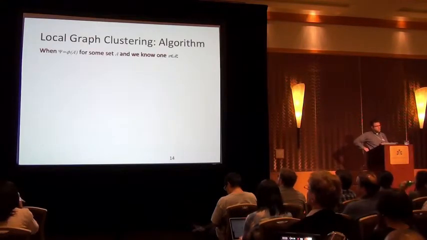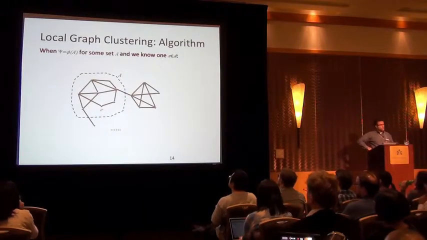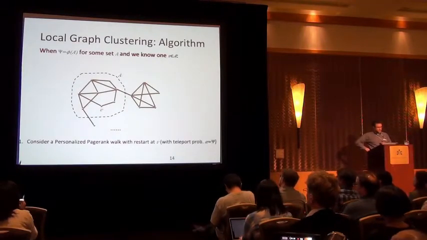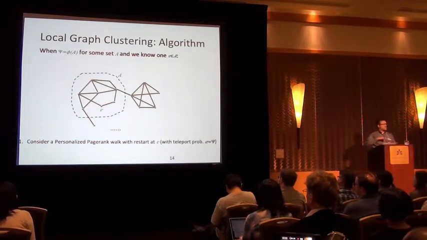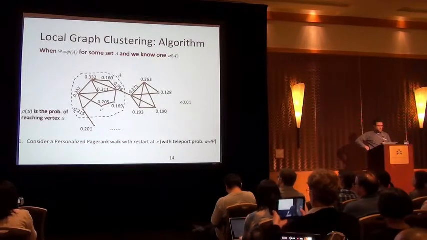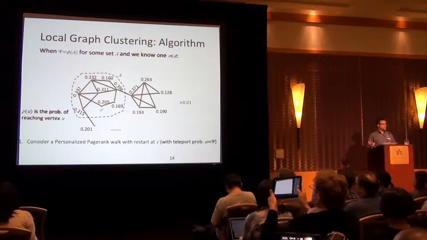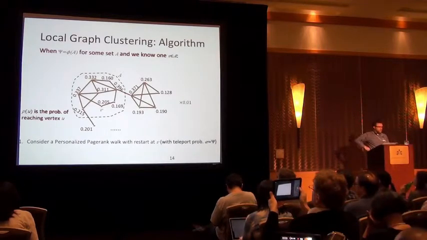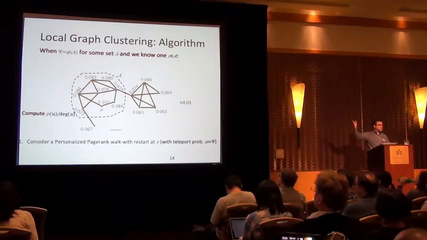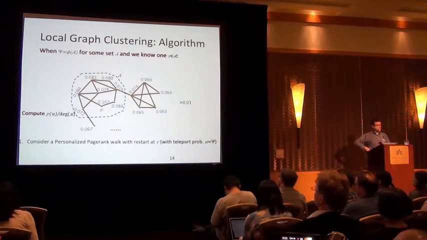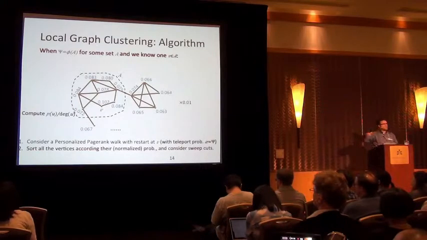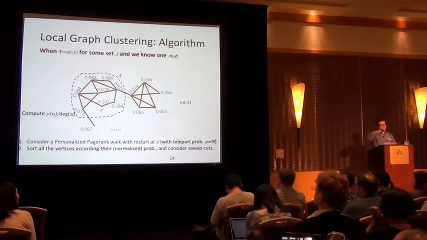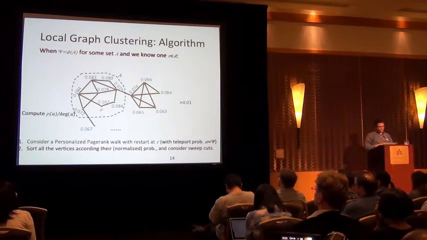The algorithm is basically: we start from node V, and the first step is to compute the personalized PageRank vector from node V with some restart probability to all other nodes. This is basically the same PageRank random walk that you know, but the restart is only at node V. We first normalize it with the degree of each node, and that will be a normalized personalized PageRank vector. Then we sort vertices by decreasing normalized personalized PageRank.